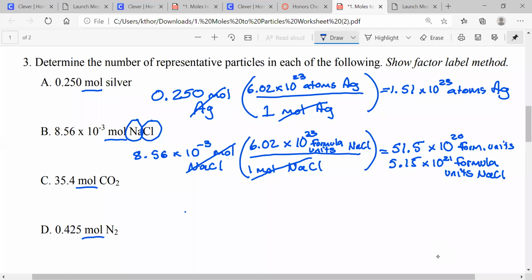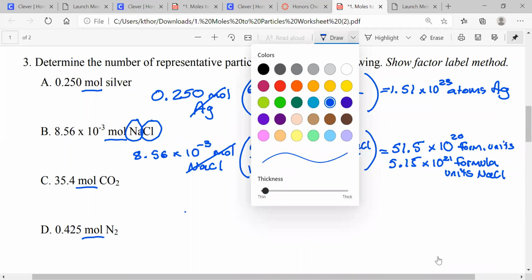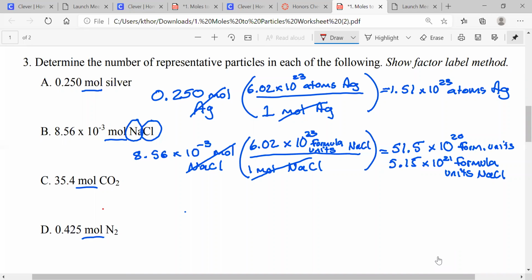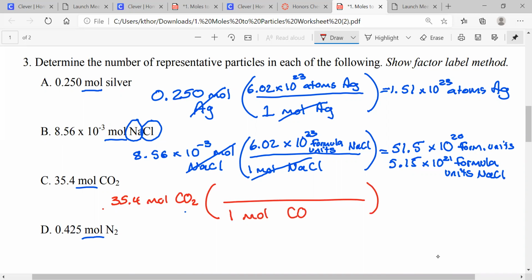Let's continue. Use a different color so this all doesn't get lost. All right. So the next one, we have 35.4 moles of carbon dioxide. Carbon dioxide is a molecule. So we have 35.4 moles of CO2, 1 mole of CO2 on the bottom, 6.02 times 10 to the 23rd molecules of CO2 on top. Moles cancels out.